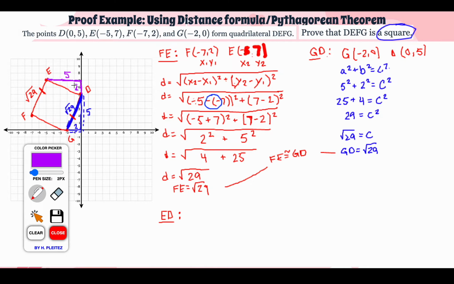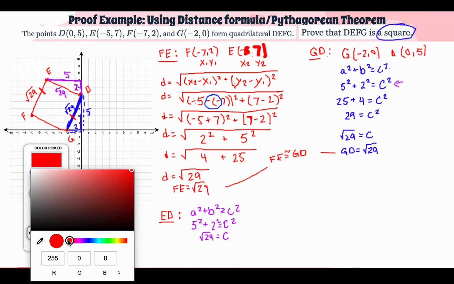Now, what I noticed before I even write this in, if I do a squared plus b squared equals c squared, I notice that I'm substituting the same exact lengths in. I have 5 squared plus 2 squared equals c squared, and that's the same exact equation as the one we did right here. So I'm not even going to do any more math. I'm not going to rewrite all of the substitutions. I just know that this is equal to radical 29 because we already did it for GD. So I'm going to go ahead and write that in here too. So radical 29.